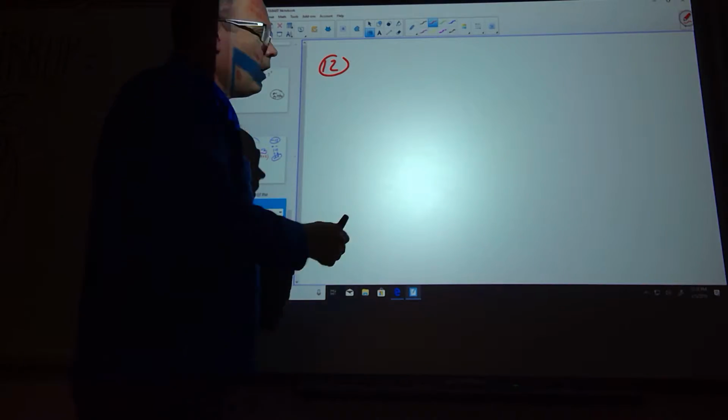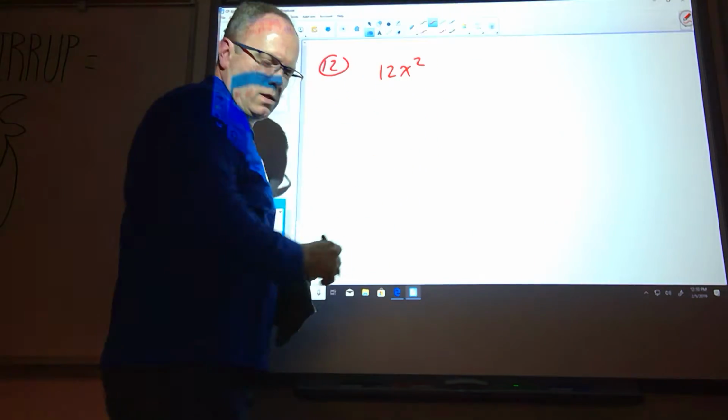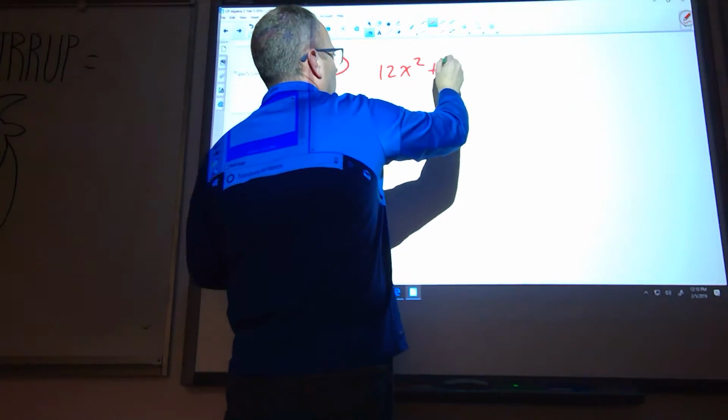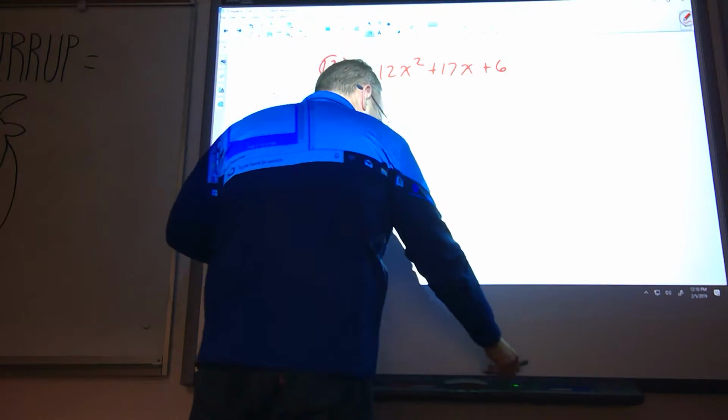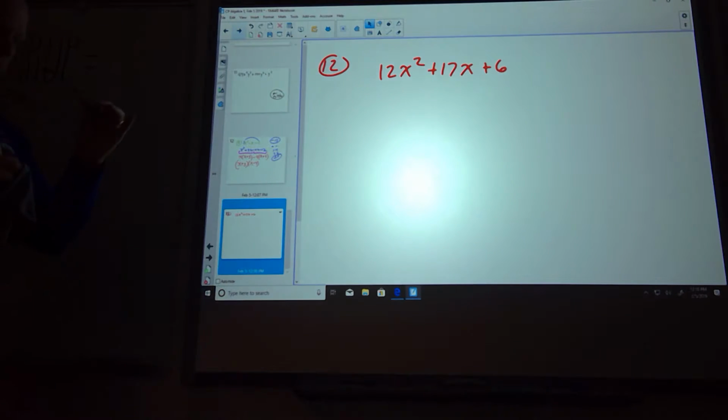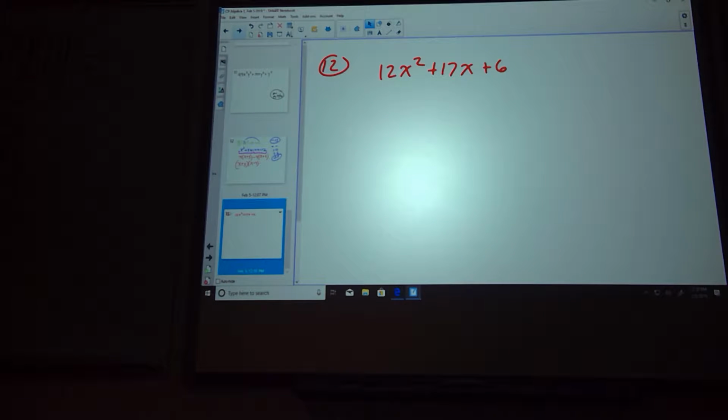All right, 12. 12x squared plus 17x plus 6. First thing I would do if I saw a problem this big, I would be curious, just because I'm going to have to multiply 6 and 12 together, so that gets a bigger number. Do I have a greatest common factor other than 1 on all 3 terms? I have 12, 17, and 6. Is there a number that goes into 12, 17, and 6 evenly? 3 doesn't go into 17. 2 isn't going to work. Do we have a greatest common factor, yes or no?